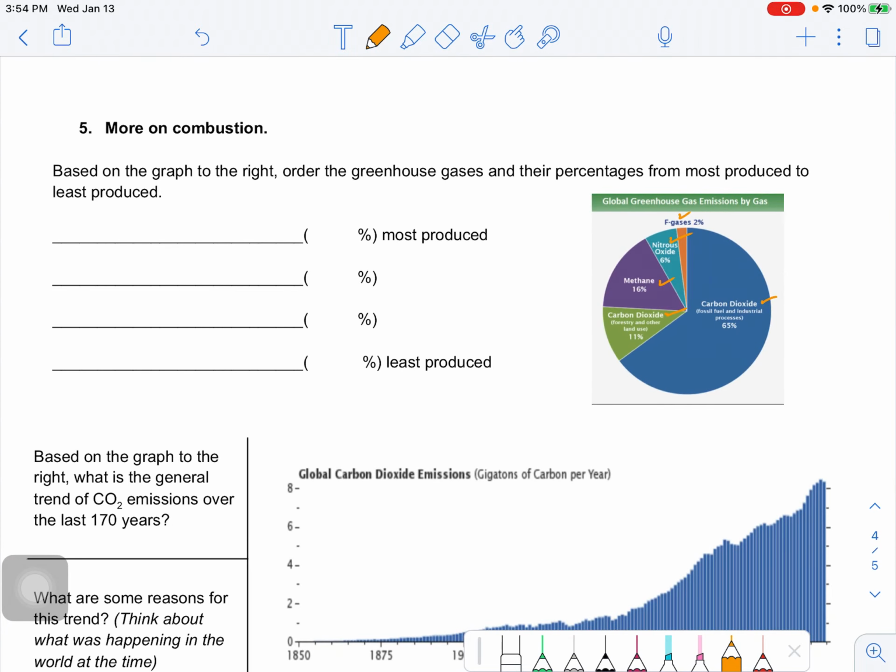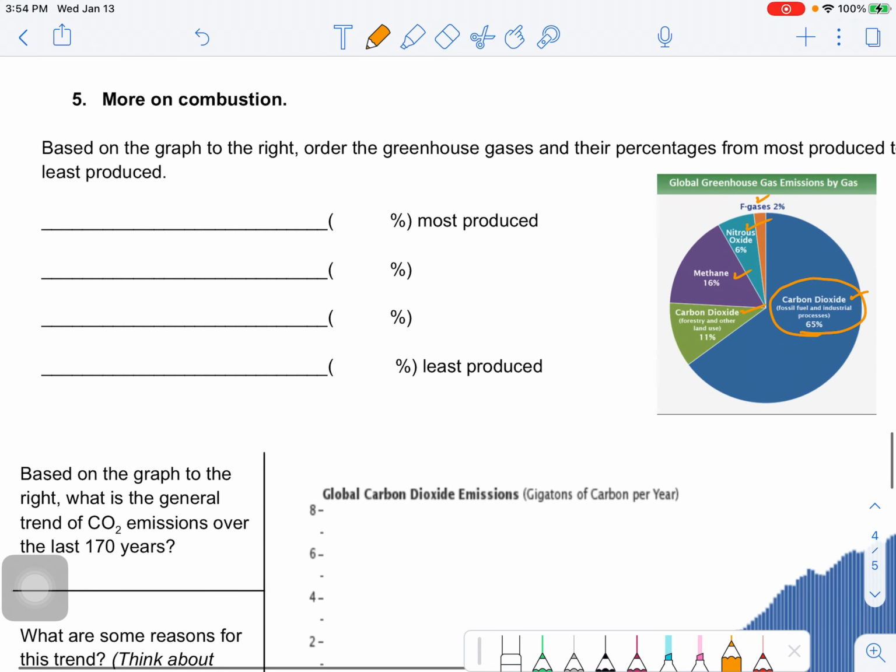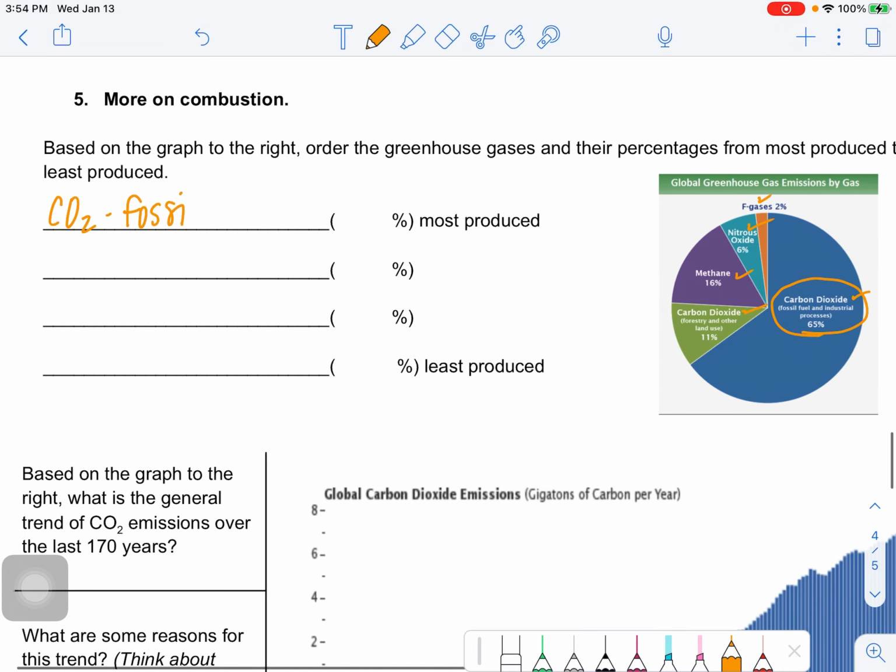So looking at the graph, we definitely can see this is our largest percentage of greenhouse gas emitted. So that's carbon dioxide, CO2 from fossil fuel use. And then our next one would be methane.